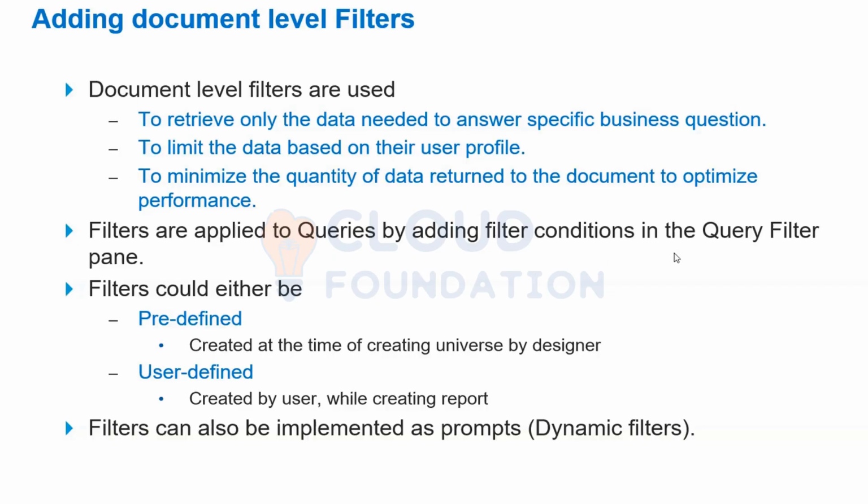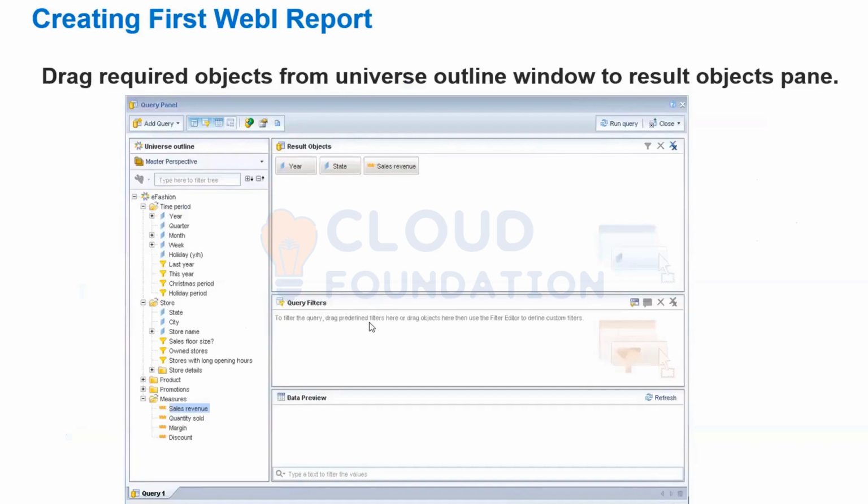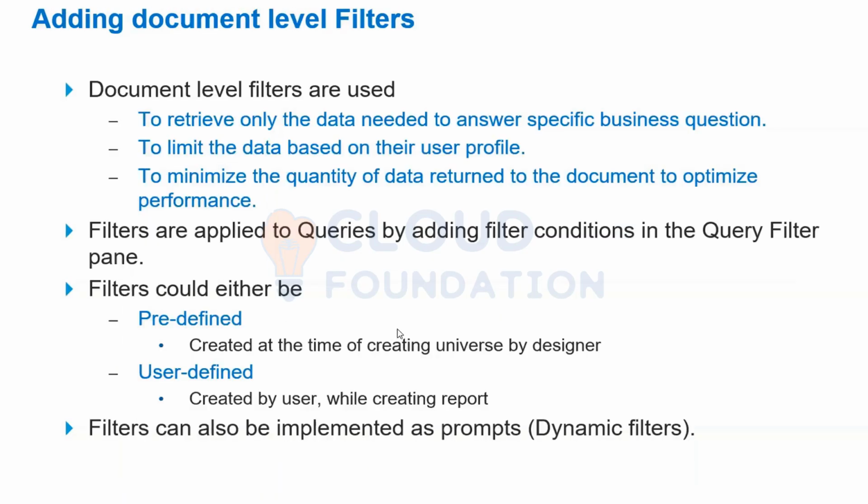Filters are applied to queries by adding filter conditions in the query filter pane. To enable the document query filters, we have to add them. If you want a state level filter, we can select state and drag and drop it in the query filters. Then the state level filter will be applied here. Here also, filters either could be predefined or user defined.